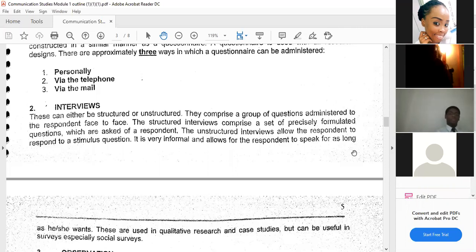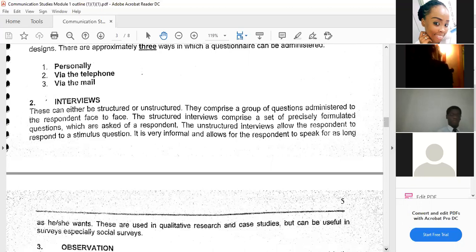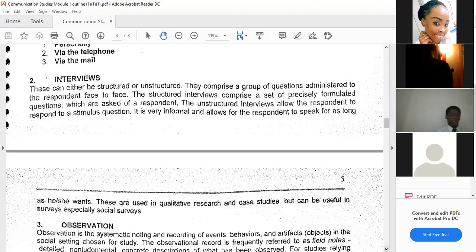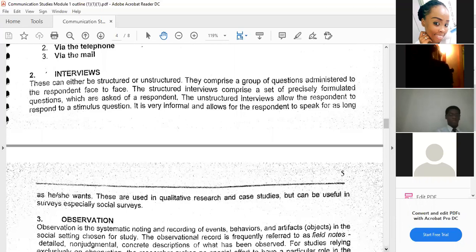All right. So it says, the unstructured interviews allow the respondent to respond to a stimulus question. It is very informal and allows the respondent to speak for as long as he or she wants. So can you imagine somebody who is very chatty? How far they will carry you if your interview is not structured?